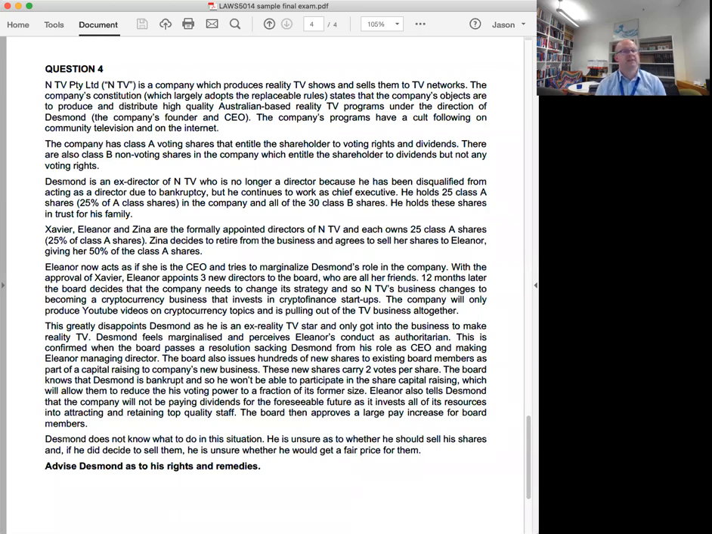A-class shares, and then we've got a breakup of the different A-class shareholders. So again, adding up the majorities, who can block a special resolution, who can pass an ordinary resolution, who can pass a special resolution. And then B-class shares only have dividends but no voting rights. So Desmond is an ex-director, so he holds A-class shares and all of the B-class shares, but he's not a current director because he's currently an undischarged bankrupt, but he's still working as a chief executive.